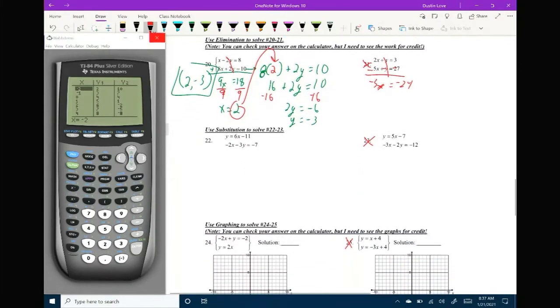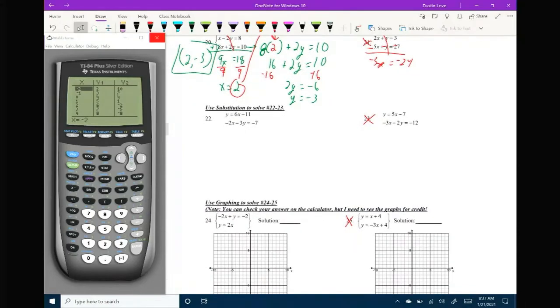Okay. 22, use substitution. I see that I've got y equals here. So on the bottom equation, I am going to write negative 2x minus 3, where the y is, I'm going to open up my parentheses, equals negative 7. And I'm going to substitute in for y. So that's 6x minus 11. Now, we're going to distribute this, but make sure you're distributing the entire negative 3. So I've got negative 2x. Negative 3 times 6 is minus 18x. Negative 3 times negative 11 is positive 33 equals negative 7.